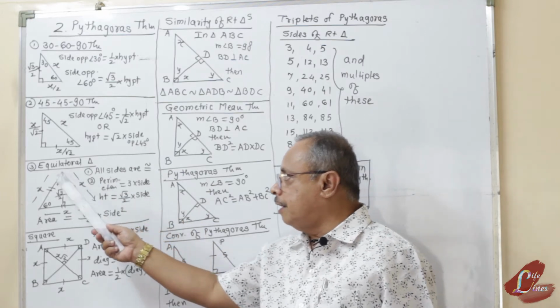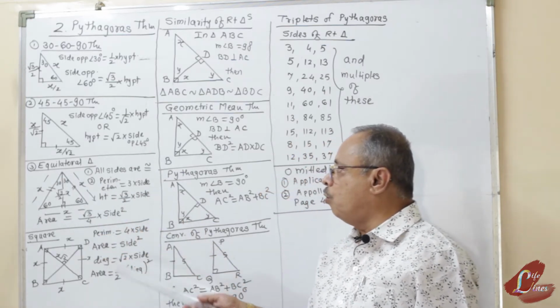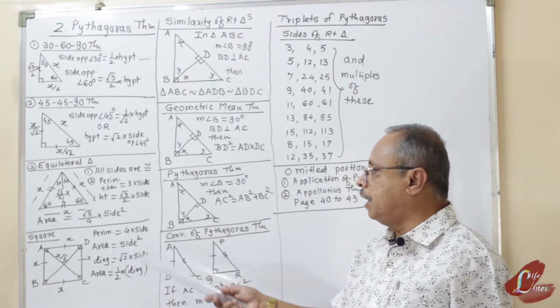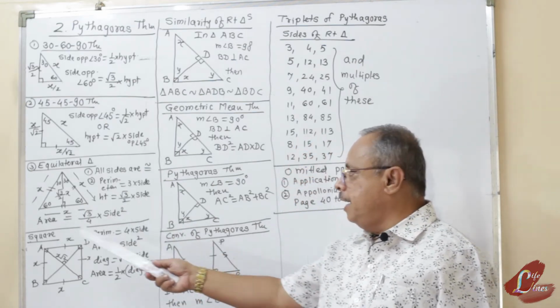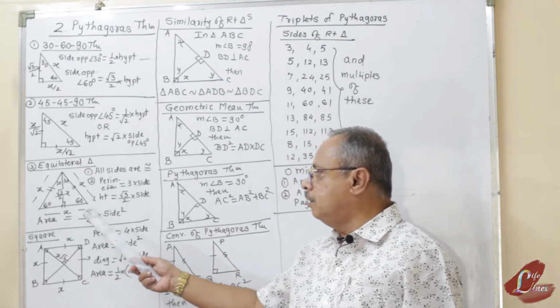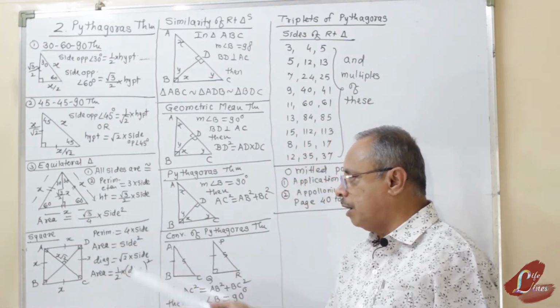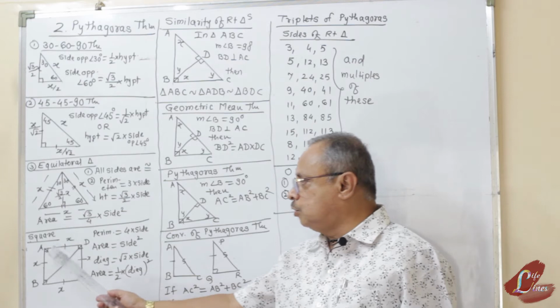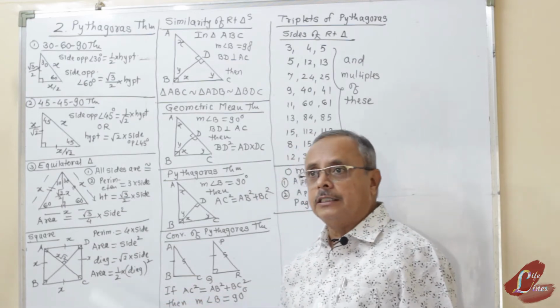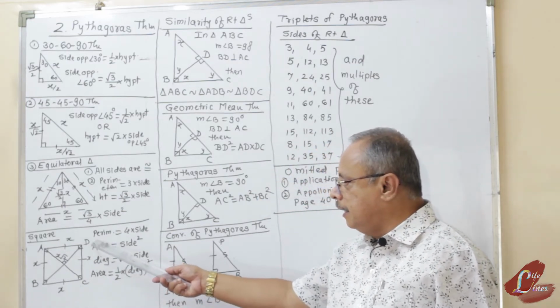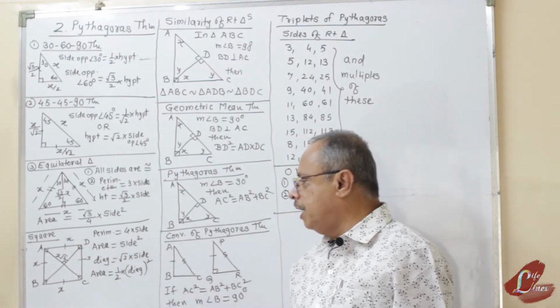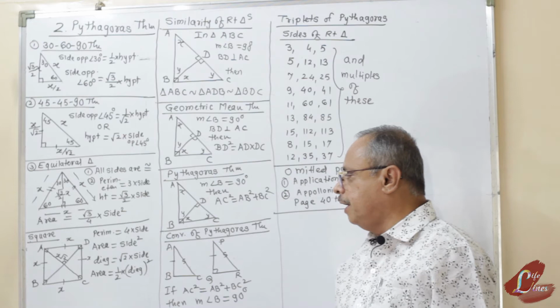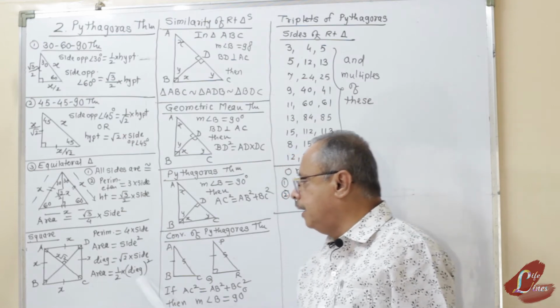Equilateral triangle: all sides are congruent, perimeter is equal to 3 into side, height is equal to root 3 upon 2 into side, and area of equilateral triangle is root 3 upon 4 into side square. Now, we have already studied the square in 9th standard, still it is important in 10th standard: perimeter is 4 into side, area is side square, diagonal is root 2 into side, and area is equal to half diagonal square.